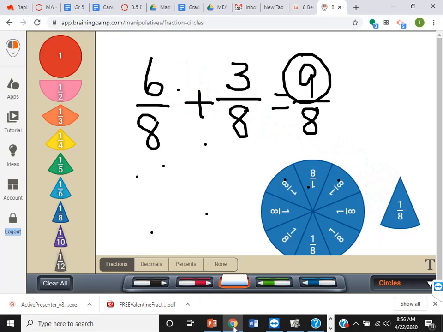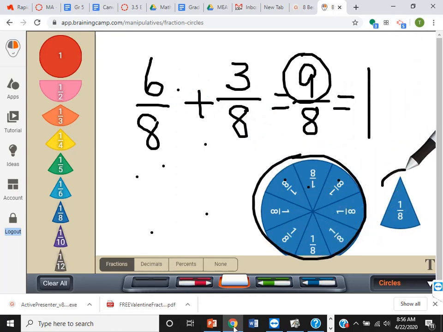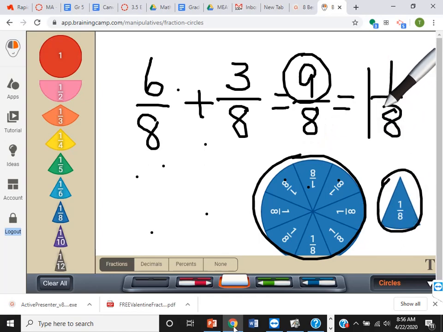Sure enough, I have 1 whole and 1/8 of another. So the sum of 6/8 plus 3/8 is equal to 9/8. And since that's an improper fraction and my numerator is larger than my denominator, I can change it into a mixed number, showing that I have 1 whole and 1/8 of another one. So the sum of 6/8 plus 3/8 is equal to 9/8, or 1 and 1/8.